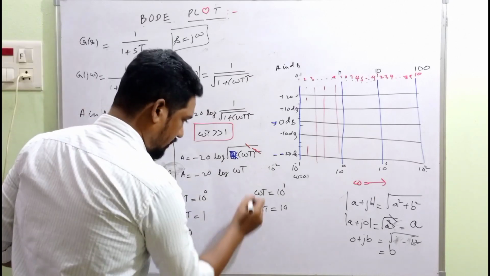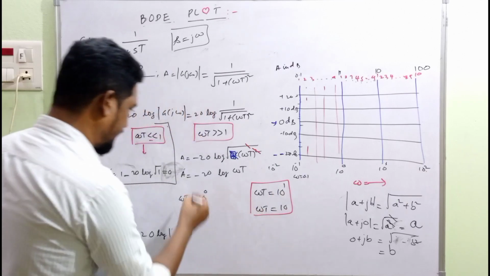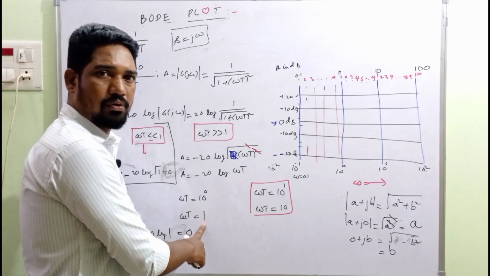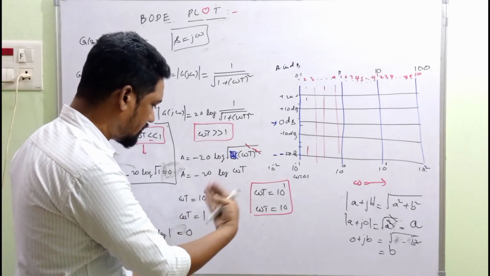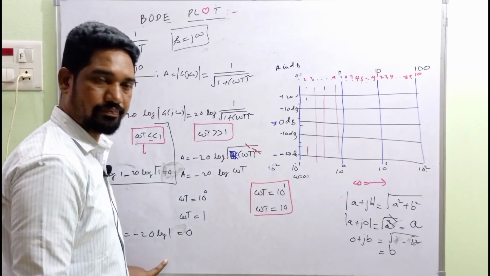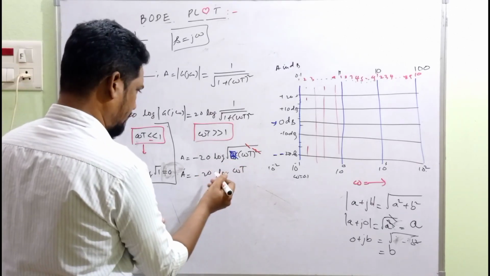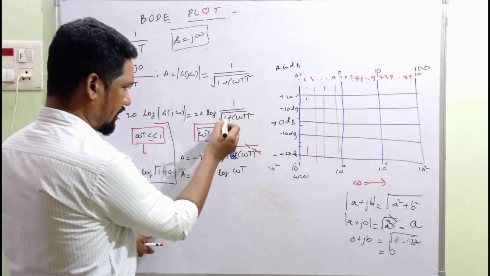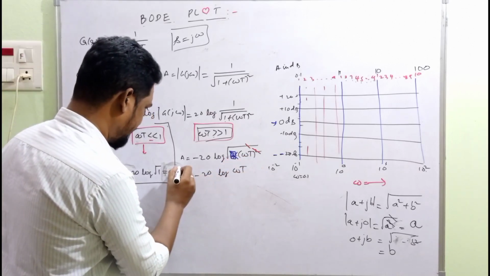Come over here, with ωT equal to 10, plug in the value of ωT equal to 10. Why this one? Is this random? No, it's a standard value. We are looking for different values of ωT in increments of 10: 10 raised to 0, 10 raised to 1, 10 raised to 2, etc. Now considering this factor, after neglecting for the condition ωT very much larger than 1, this has not much significance, and this will be cancelled, and we are left with ωT.